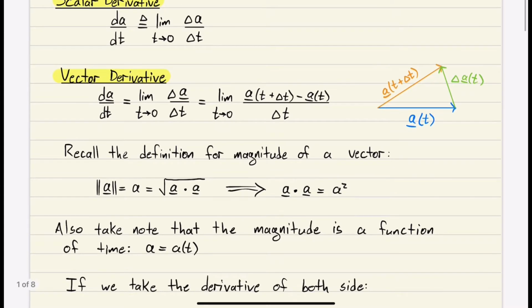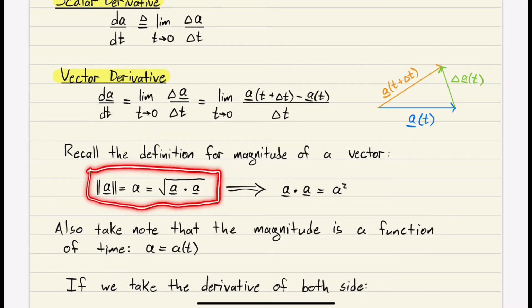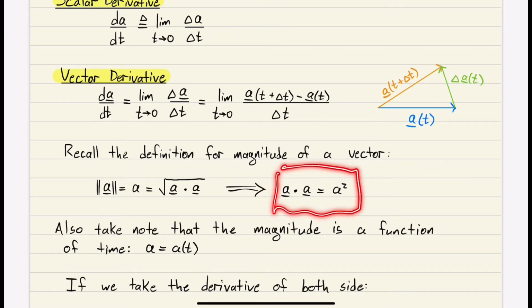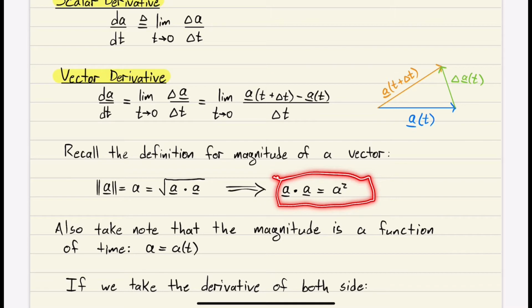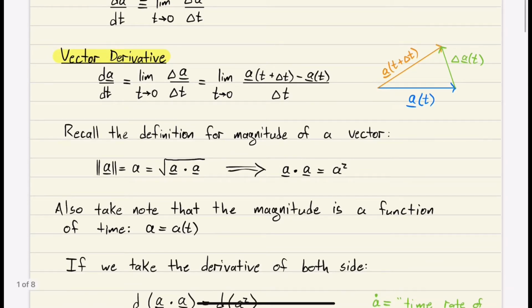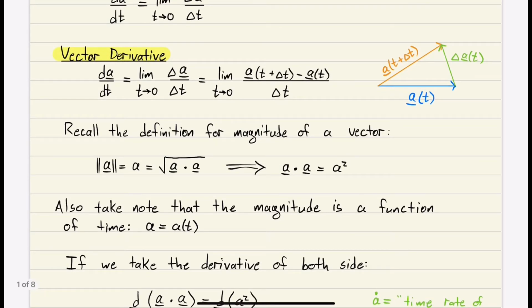Recall the definition for the magnitude of a vector. The magnitude of a vector is equal to the square root of the dot product of a vector with itself. If we take this and we square both sides, we'll end up with this right here. We killed the square root, so now we just have a dotted with a is equal to the magnitude squared. Also take note that the magnitude is a function of time. This is going to be like our implicit differentiation stuff we did in the second video, I think. But a is a function of time.